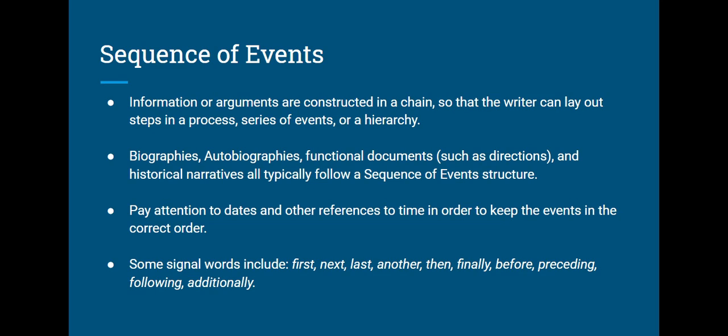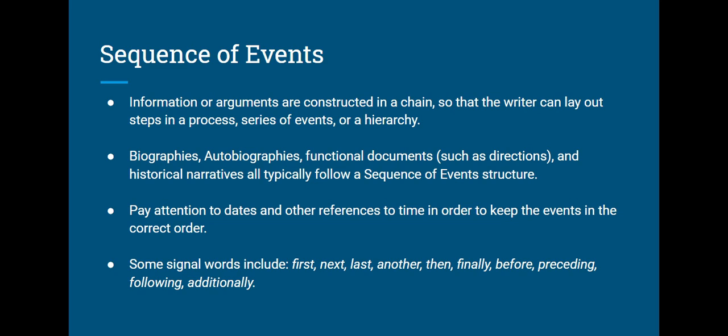So with sequence of events, it's information or arguments being constructed in a chain so that the writer can lay out the steps in a process, a series of events, or a hierarchy. A hierarchy is kind of the levels of something, of ranking or what have you. So things like biographies, autobiographies, functional documents like directions, and historical narratives all typically follow a sequence of events structure. This happened, then this happened, then this happened, and that's sequence of events.